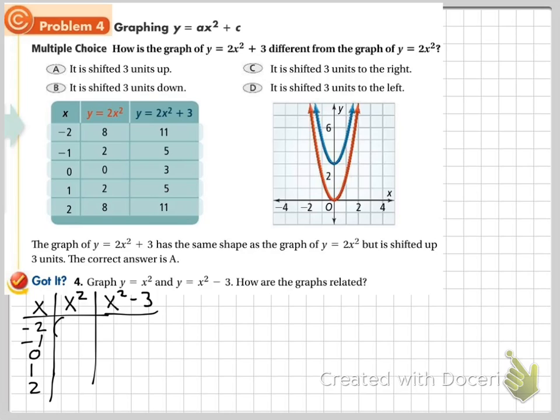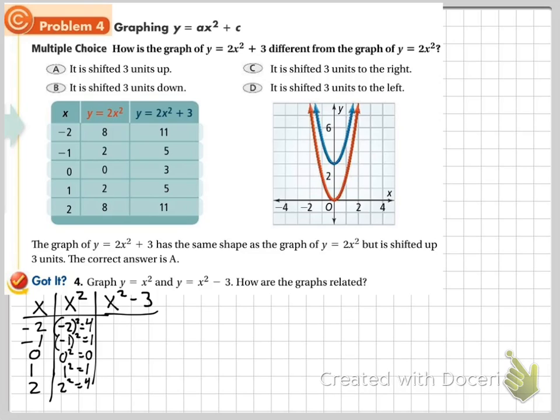Okay, so -2 squared is 4, positive 4, right? Negative times a negative. -1 squared is a positive 1. 0 squared is 0. 1 squared is 1. And 2 squared is 4.